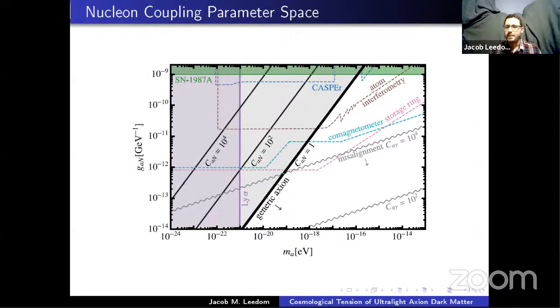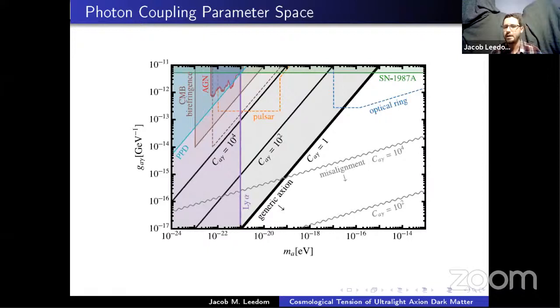And one can do the same thing in the axion nucleon coupling parameter space. So here you have contours for C_aN equal 1, 10^2, and 10^4, and again, the misalignment bound. The key takeaway here is that the matter power spectrum bound cuts deeply into the parameter space that many of these experiments are looking at. So here we're cutting away quite a bit of the parameter space for these experiments, and a similar sort of thing in the previous slide.